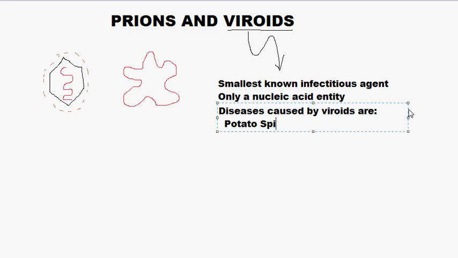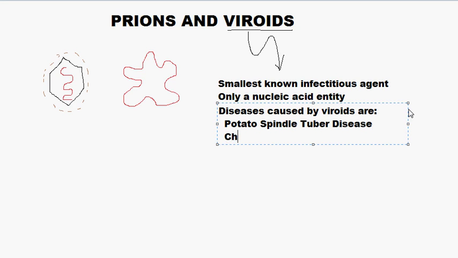So potato spindle tuber disease. That is one of the diseases that is caused in potato plants. I will not go into detail of this disease because it is out of the scope of this video. Now, some more diseases are chrysanthemum chlorotic mottle stunt. If you want to know all the details, you can do a Google search. You will find a lot of details.